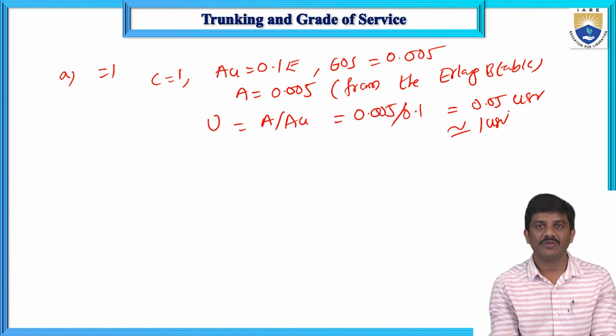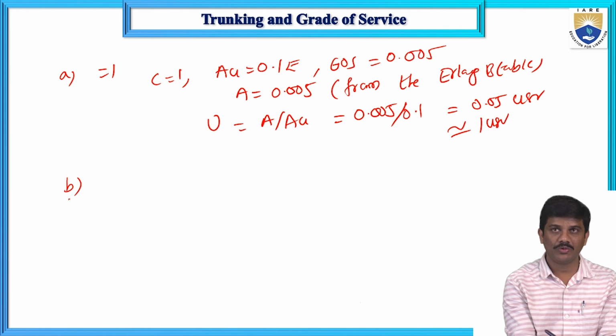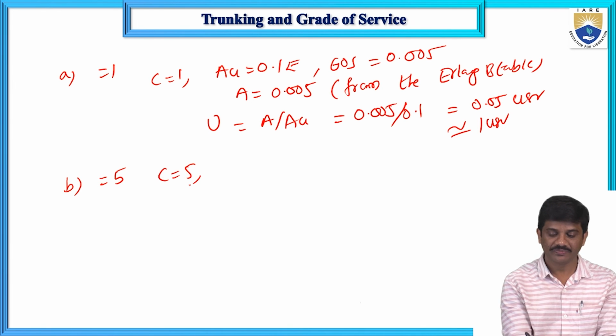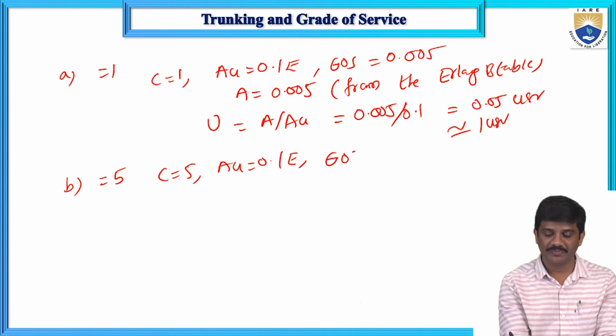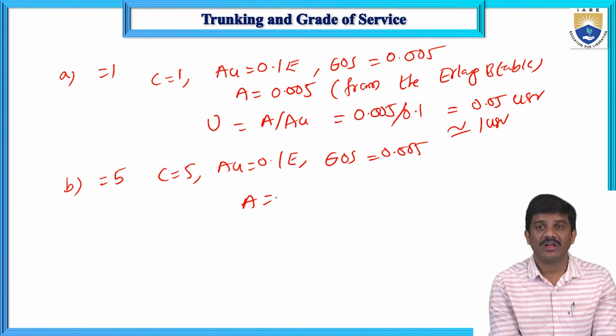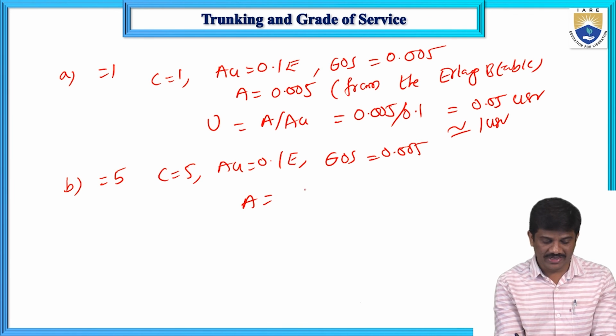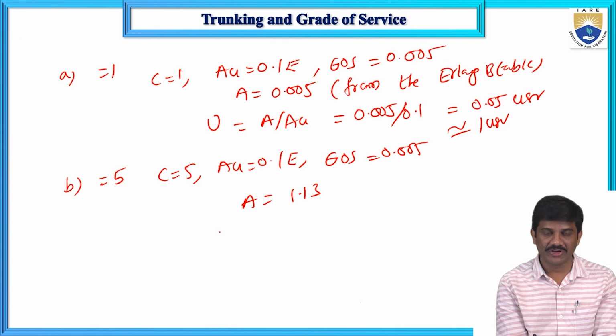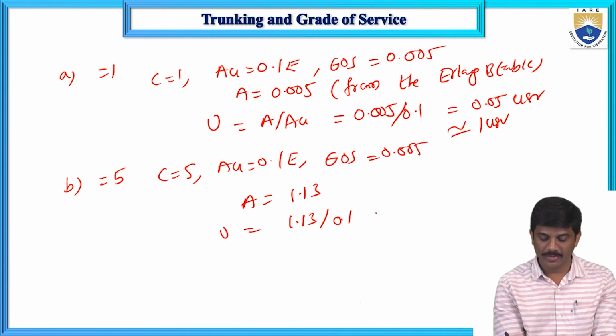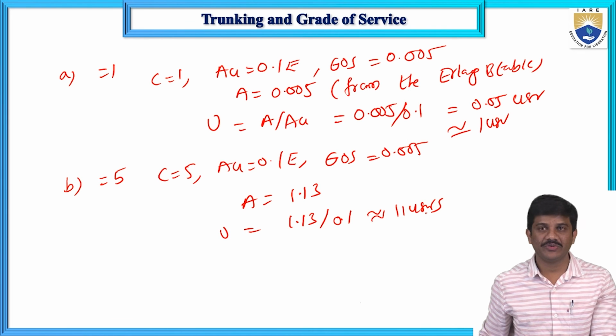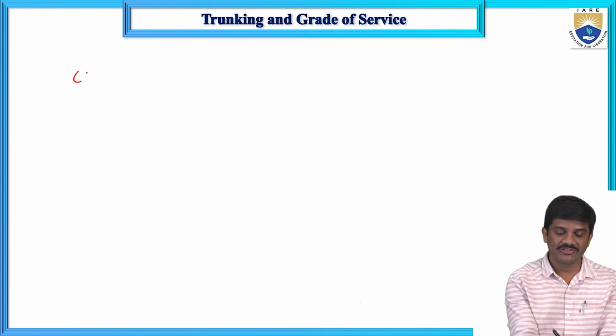Then like that we go for C equal to 5. AU equal to 0.1 Erlangs, grade of service the same, 0.005. Then A from the Erlang B table is 1.13. Then we substitute U equal to 1.13 by 0.1. It is approximately 11 users.